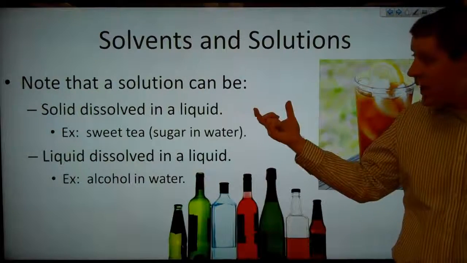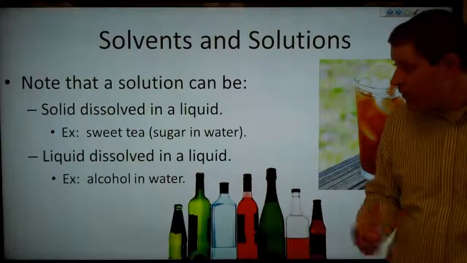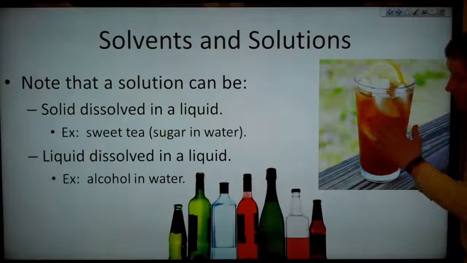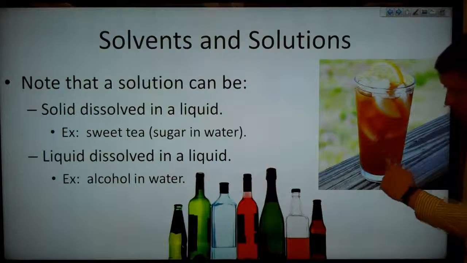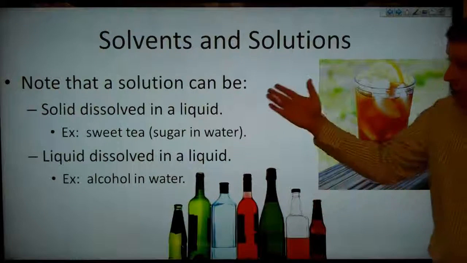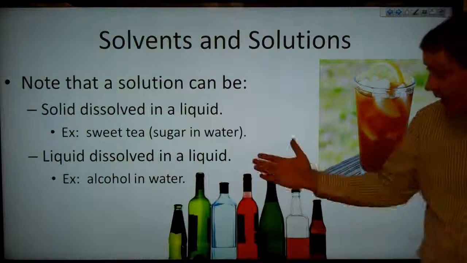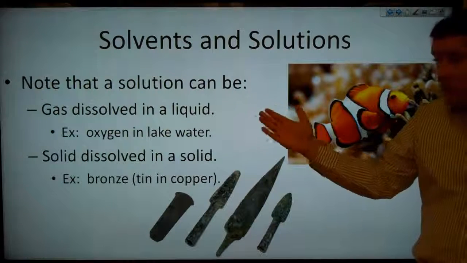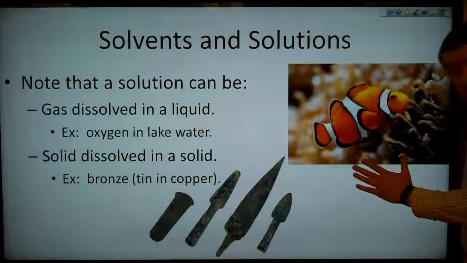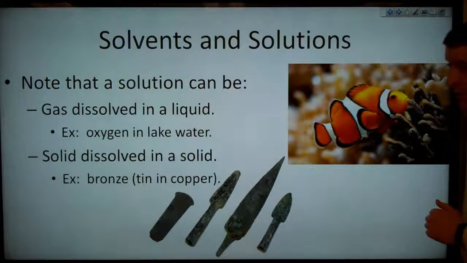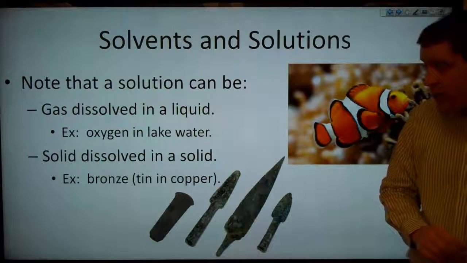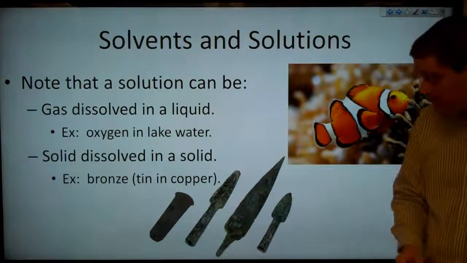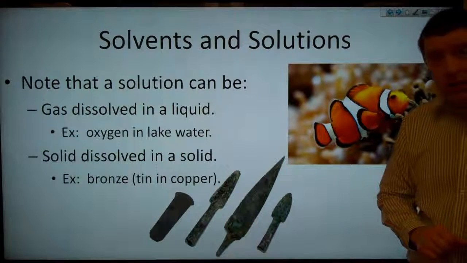And note that a solution can be a solid dissolved in a liquid. For example, sweet tea is sugar dissolved in water. Now we're not including the lemon or the ice cubes here, so we're only looking at this part of the cup of sweet tea. A solution can be a liquid dissolved in a liquid, like alcohol in water, in alcoholic beverages. A solution can be a gas dissolved in a liquid, like the oxygen in lakes and rivers that fish breathe. A solution could be a solid dissolved in another solid, like bronze. So bronze is tin that's dissolved in copper, and we see some various bronze tools here.